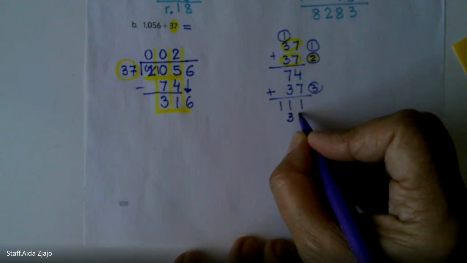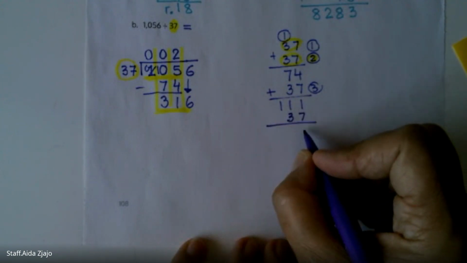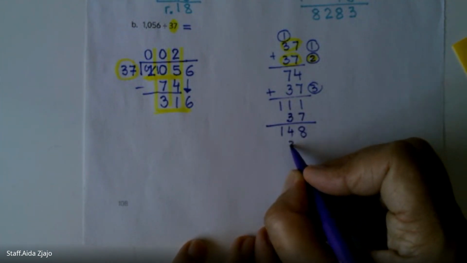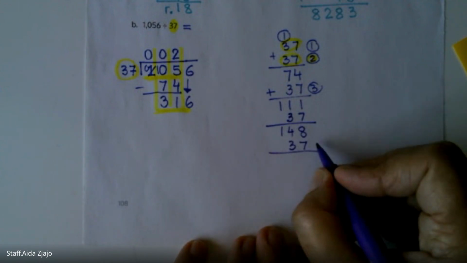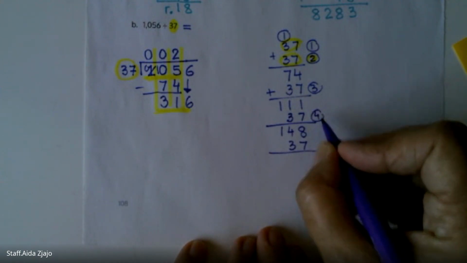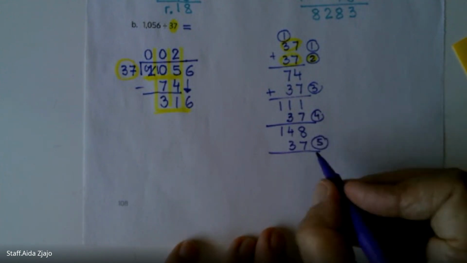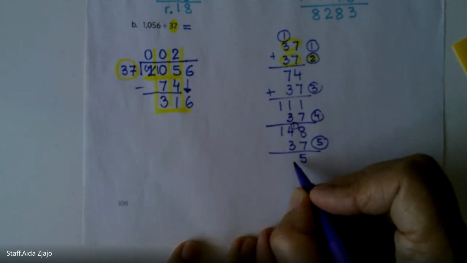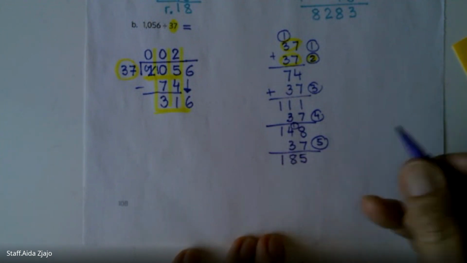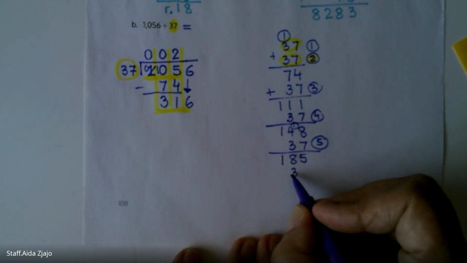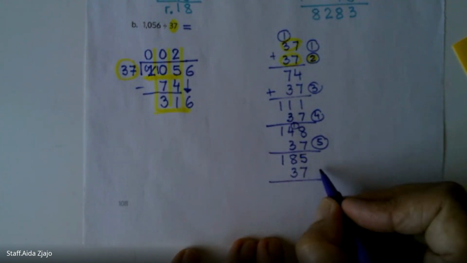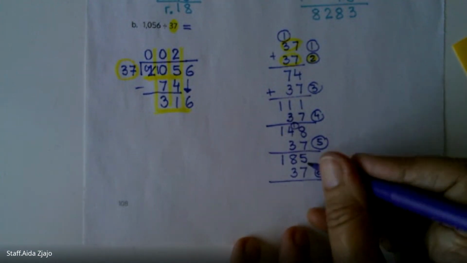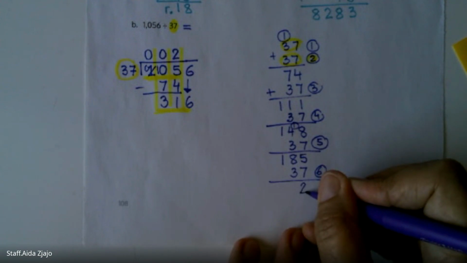I'm going to add 37 again. That's 8, 148, plus 37. And this was 4 groups, 5 groups. 8 plus 7 is 15. Remember 1. That is 185, plus 37. 5 and 3 is 12.